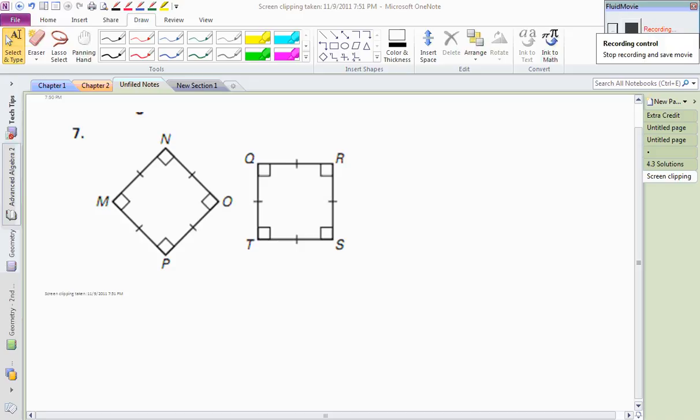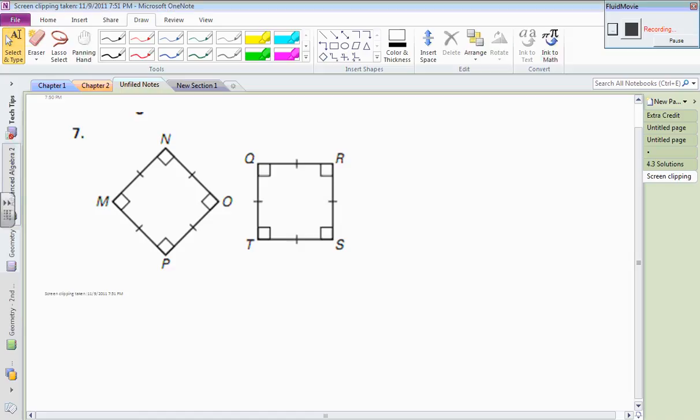Okay, on question 7, the directions say identify any figures that can be proved congruent. In this section, we're dealing with the definition of congruence, and when dealing with figures, the definition of congruence says that all corresponding sides and corresponding angles must be congruent, and if so, then the figures themselves are congruent.